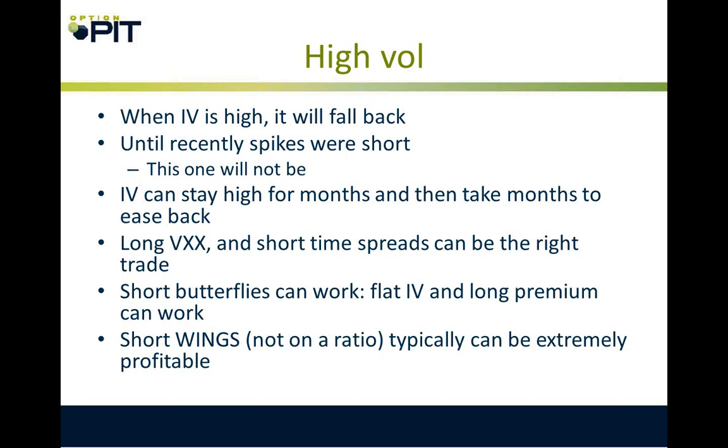And shorting those wings can be extremely profitable because they typically get extremely overpriced. Iron condors can work. There can be all sorts of interesting income-producing trades. I am a big fan of selling put spreads and hedging it with some sort of long VXX when volatilities are high. One thing a lot of people forget is that when it comes to volatility, you want to sell low and buy lower, or buy high and sell higher.